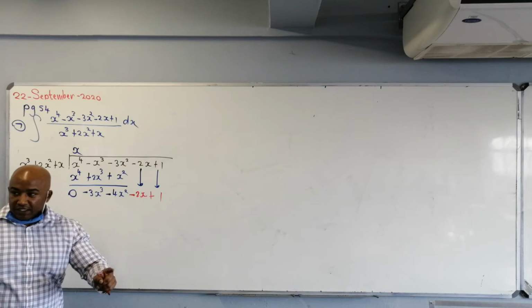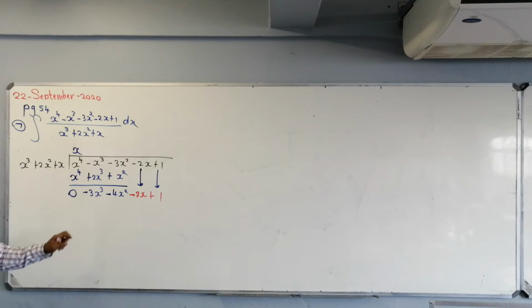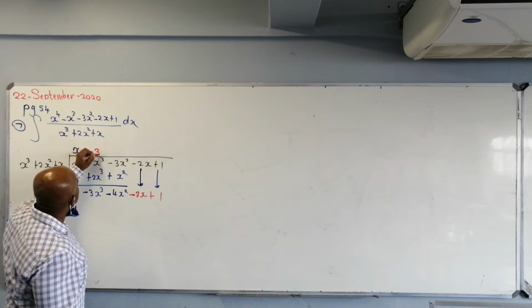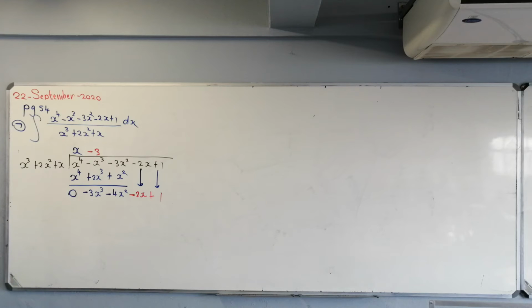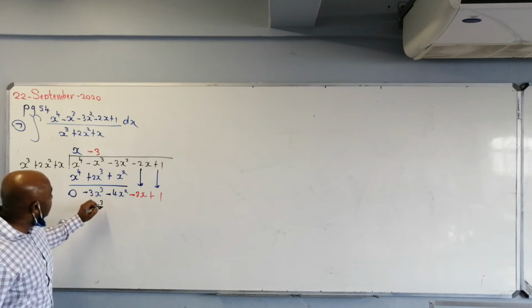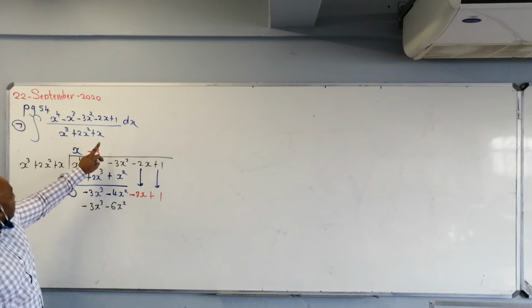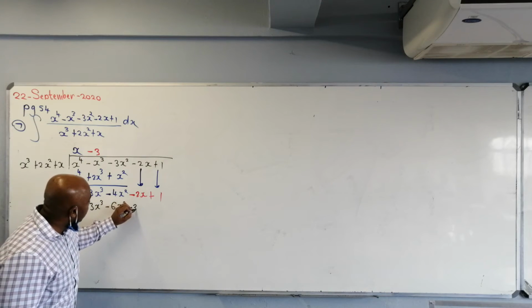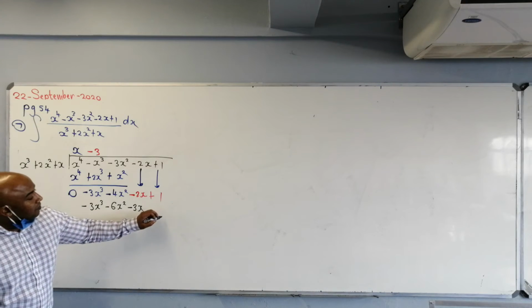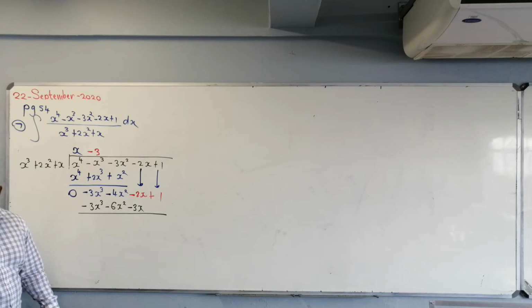Alright, so now we're done with the 4-step process. We go back and repeat it if it's possible to do so. Yes, it is possible because x cubed and x cubed I can divide. So minus 3x cubed on the top divided by x cubed will be minus 3. Then minus 3 times x cubed is minus 3x cubed. Minus 3 times 2x squared is minus 6x squared. Minus 3 times x is minus 3x. Okay, so I am going to subtract now.